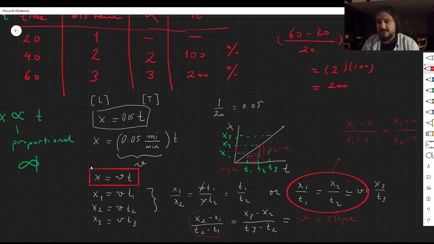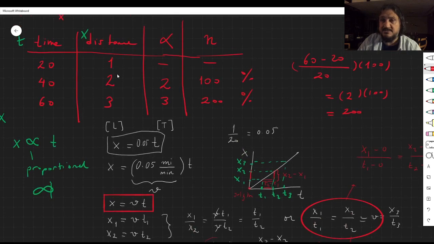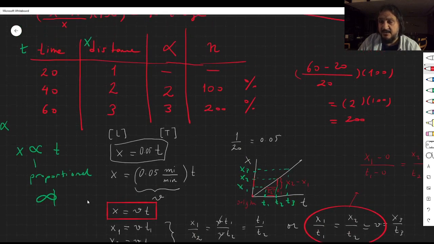This works fine for our data here, which is this. What did I do here? I used a stopwatch to track my walking, and I measured the distance from my starting point, which is normal, right?